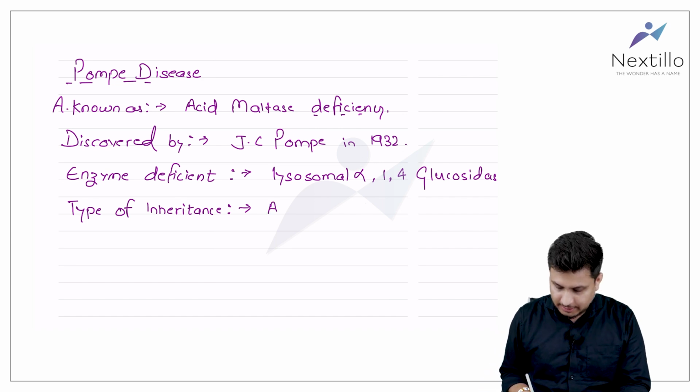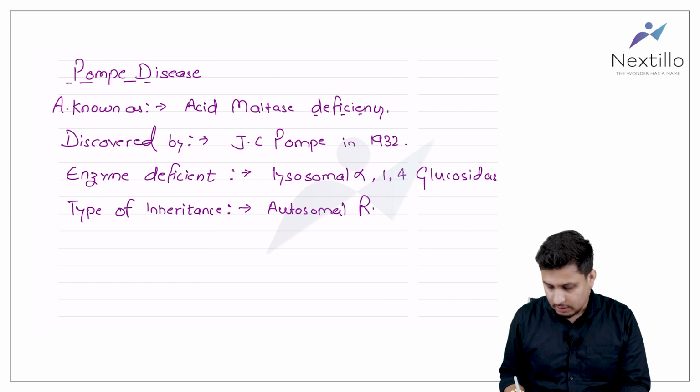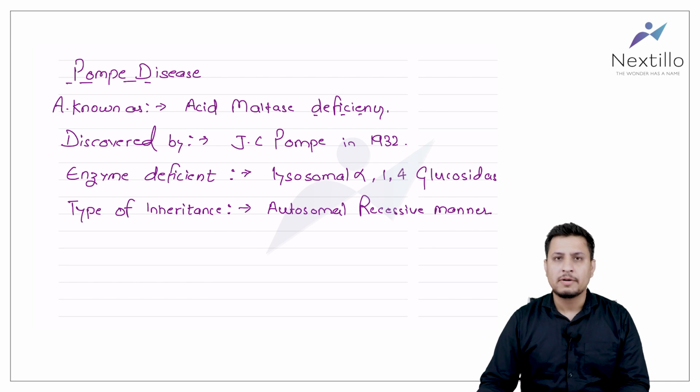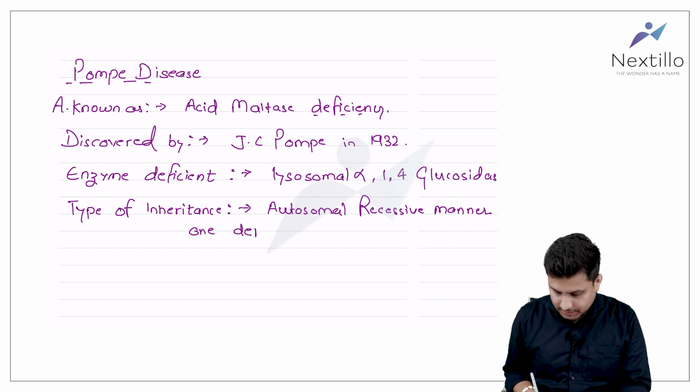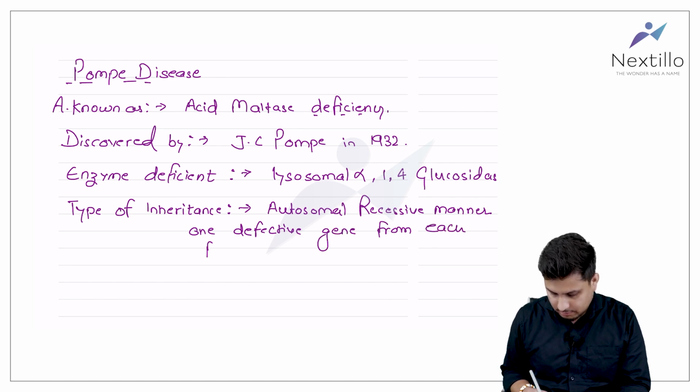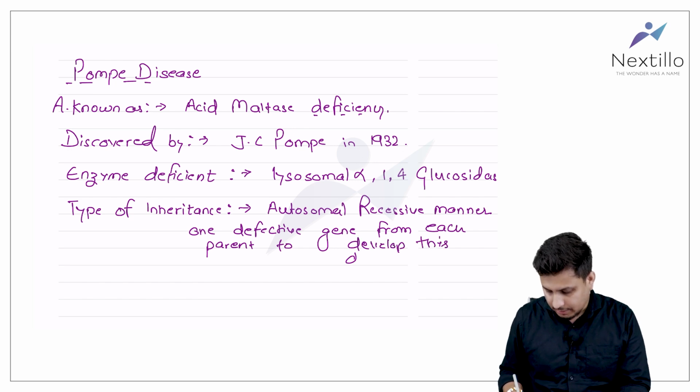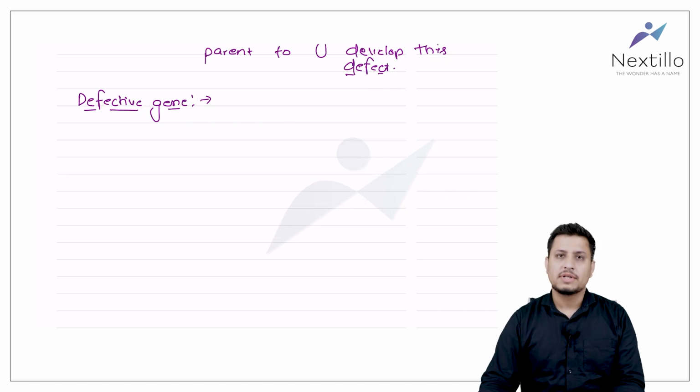Autosomal recessive manner. What does this mean? This means that a child must inherit one defective gene from each parent to develop this disorder. So the defective gene in this case is acid alpha glucosidase, which encodes the enzyme acid alpha glucosidase necessary for glycogen breakdown.